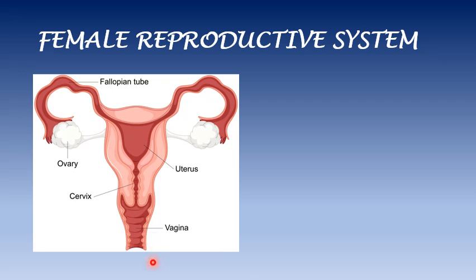It is a muscular, elastic tube, about 8 to 10 centimeters long. Okay, children, what is the function of this? It serves as a passageway for menstrual flow. Menstrual flow is a monthly periodic cycle. Every girl will undergo this process, which we call menstruation.